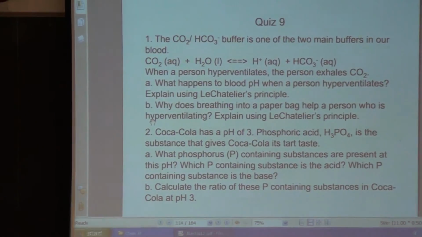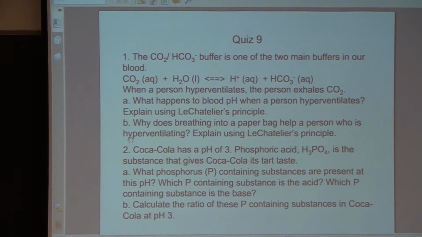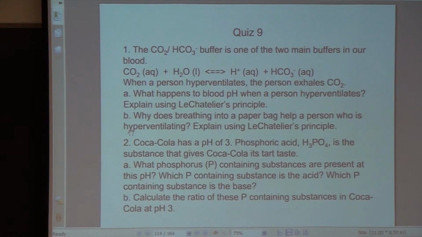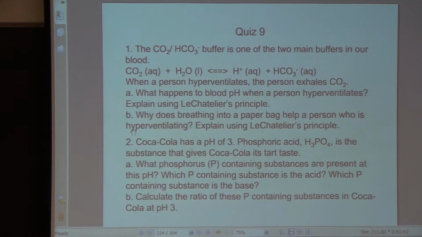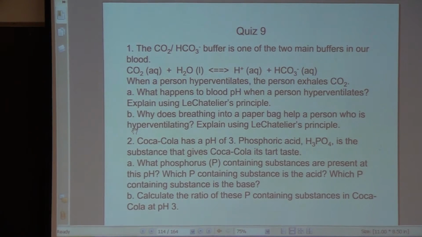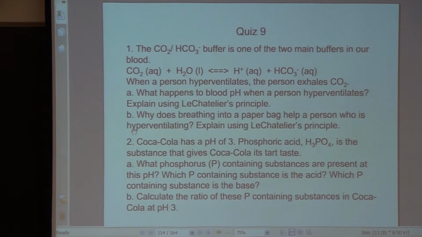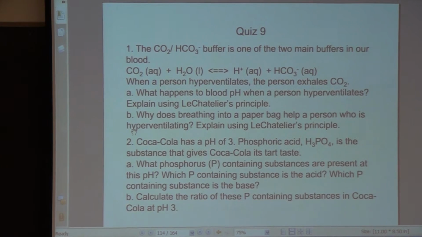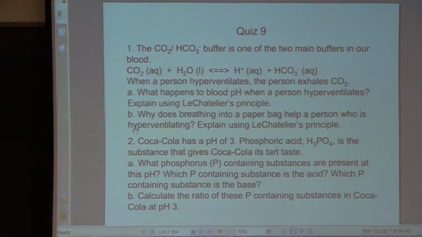Okay, so phosphoric acid is a substance that gives Coca-Cola its tart taste. So let's see. Phosphoric acid is a triprotic acid. So for this one, we have to look at the dissociation of phosphoric acid. So here we have phosphoric acid.